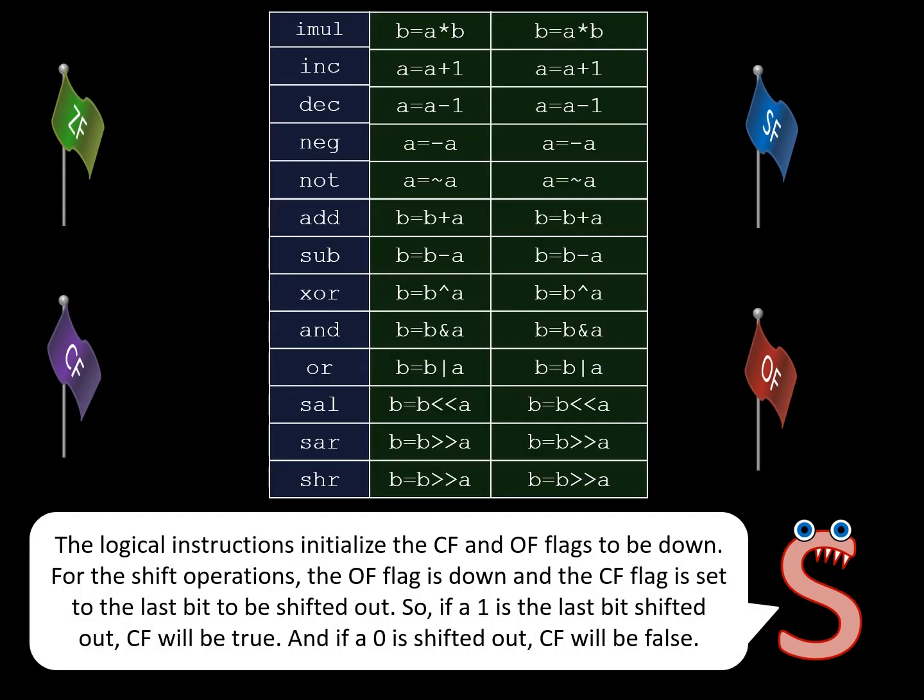The logical instructions initialize the CF and OF flags to be down. For the shift operations, the OF flag is down and the CF flag is set to the last bit to be shifted out. So if a 1 is the last bit shifted out, CF will be true. And if a 0 is shifted out, CF will be false.